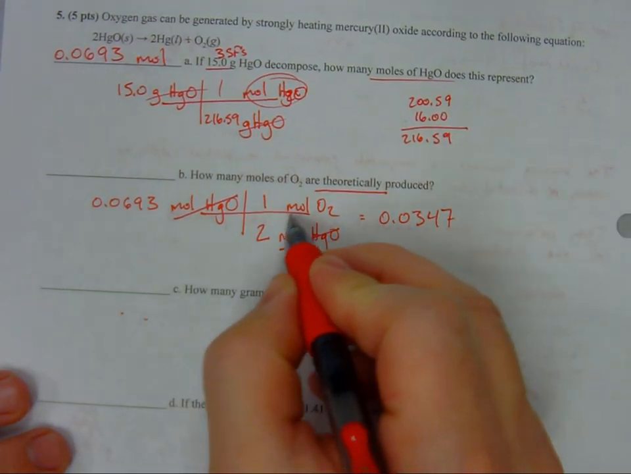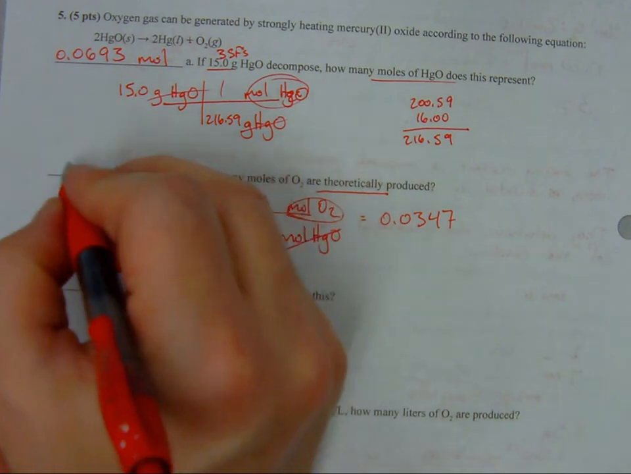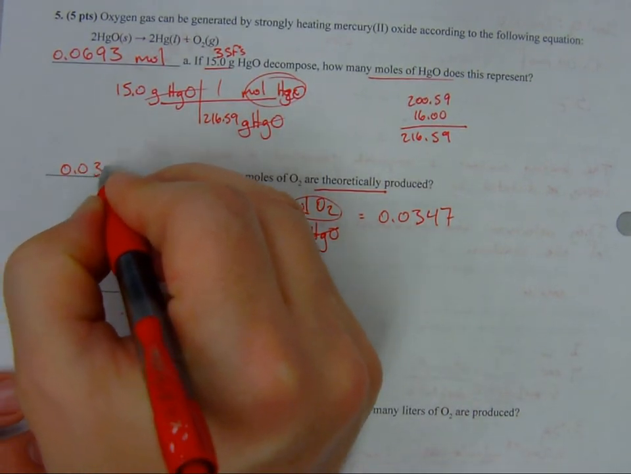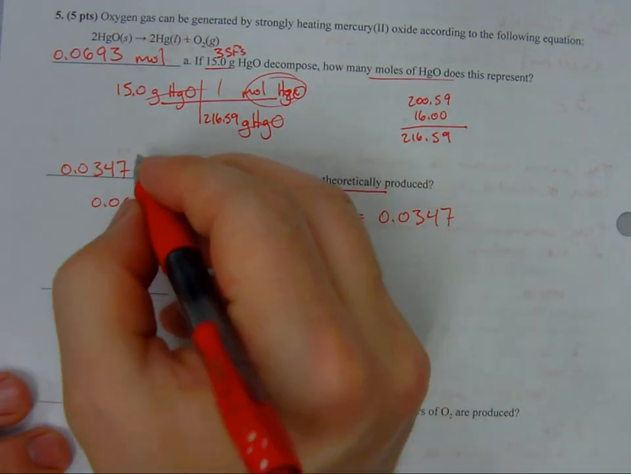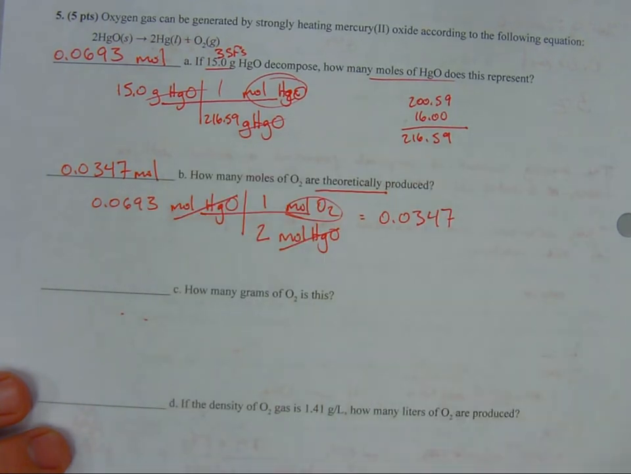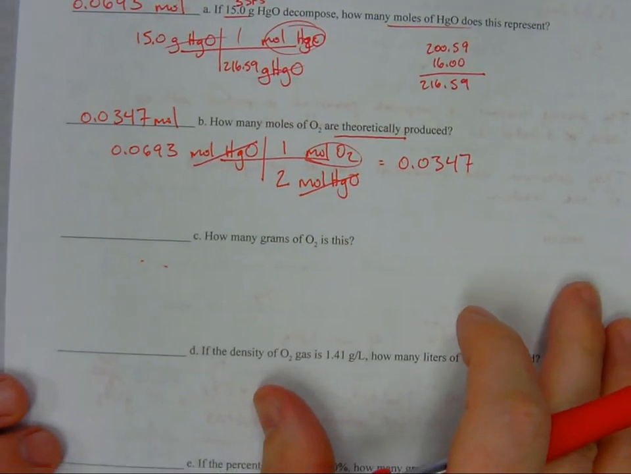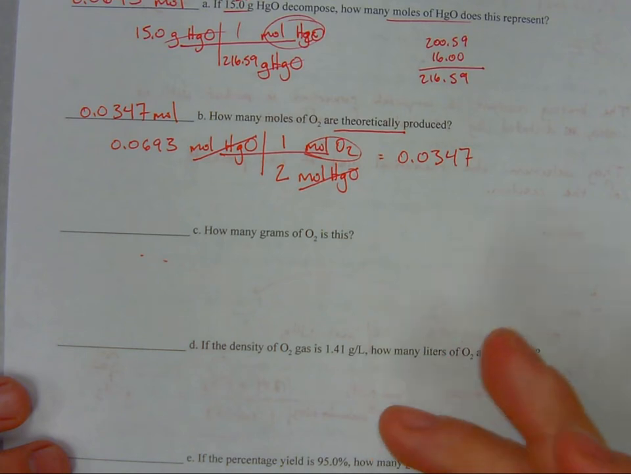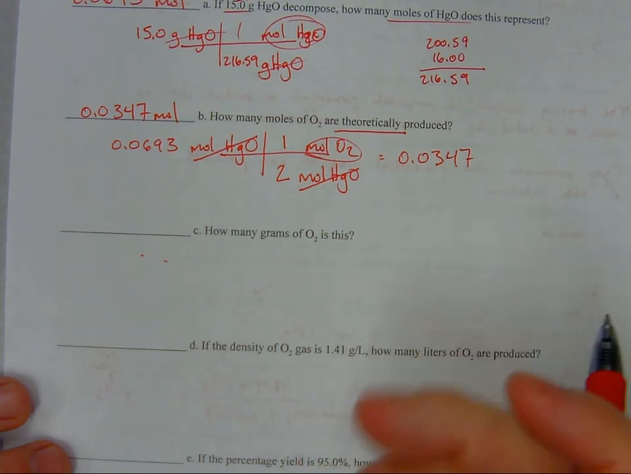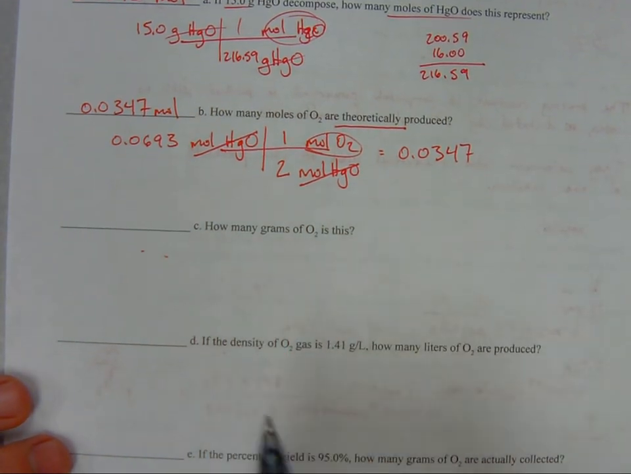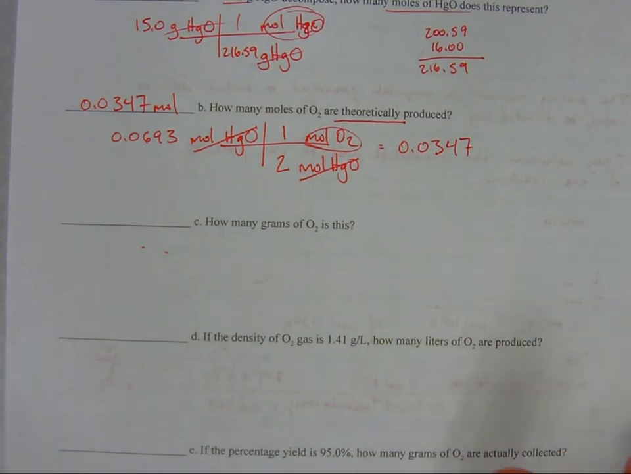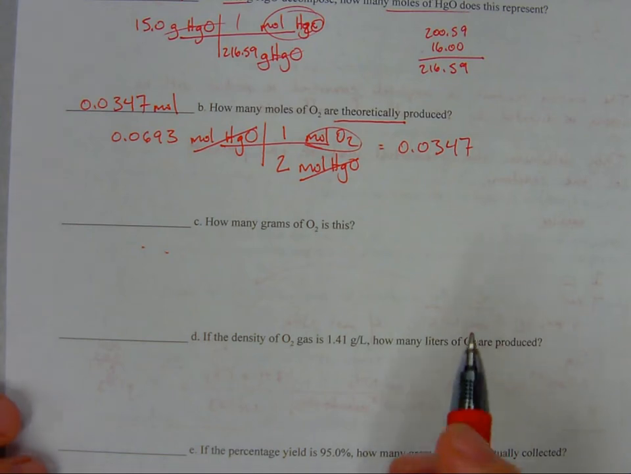Okay, and what are my units? Moles of O2. So 0.0347 moles. Okay, that's how many moles of O2 would theoretically, ideally be produced. Is that amount going to be produced? No. Okay, in real conditions, you're going to get some amount less than that.